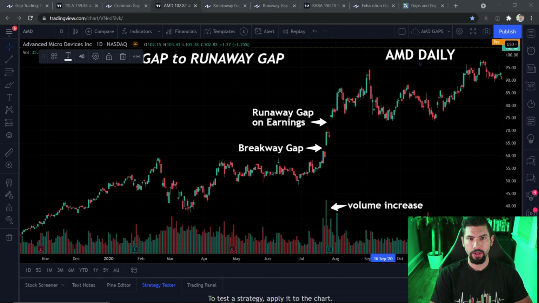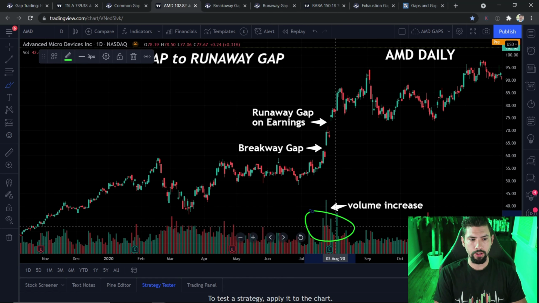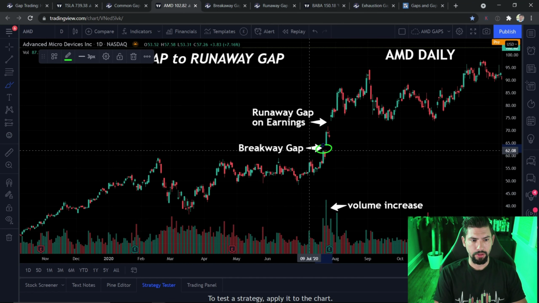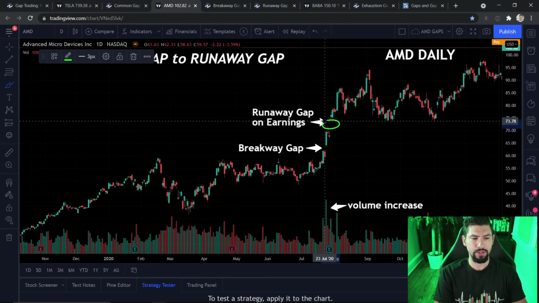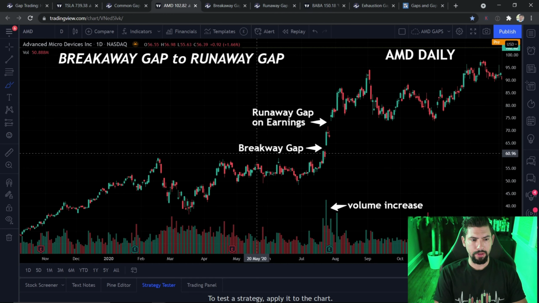And so one of the things that I just mentioned was the volume. So if we look at the volume bars at the bottom of the chart right here, you can see that there's a volume increase in this area. Volume increases into this breakaway gap. And then there's an earnings report on July 28th or so. And then AMD gaps up again, which was called the runaway gap.